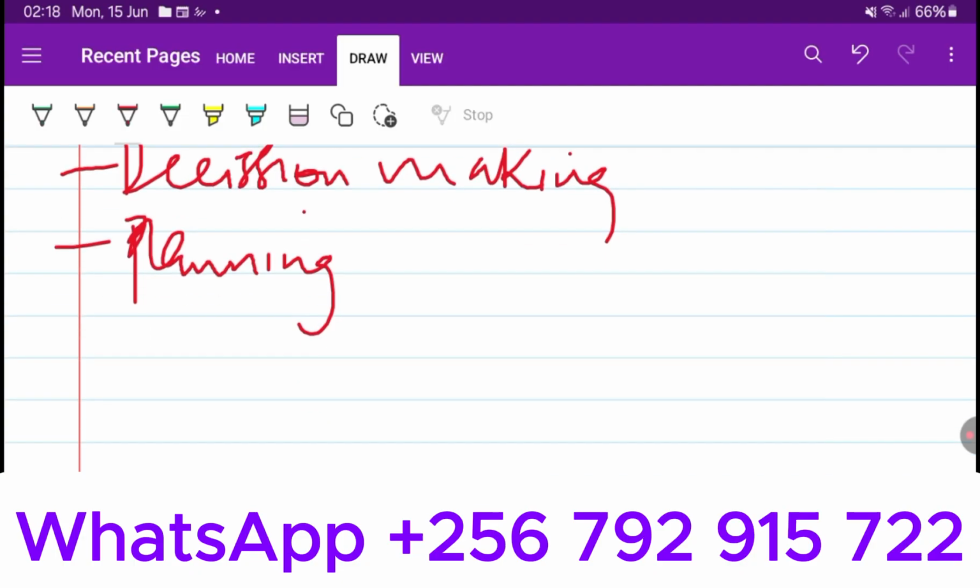The other aspect, of course, that we have is in the area of forecasting.